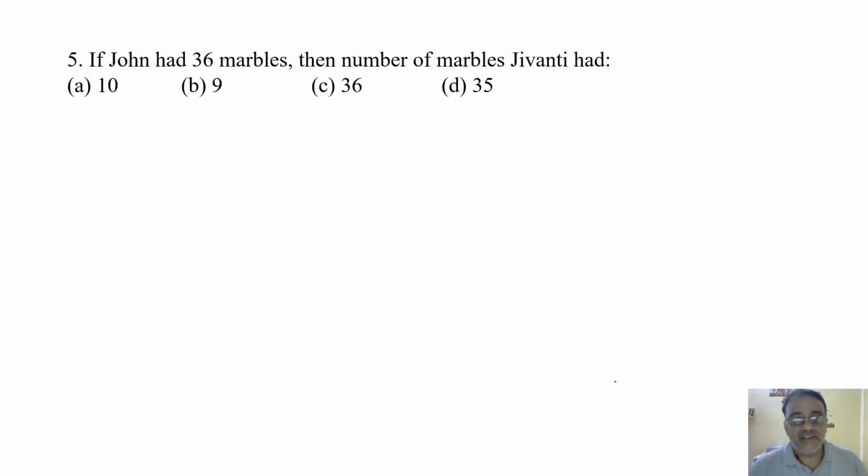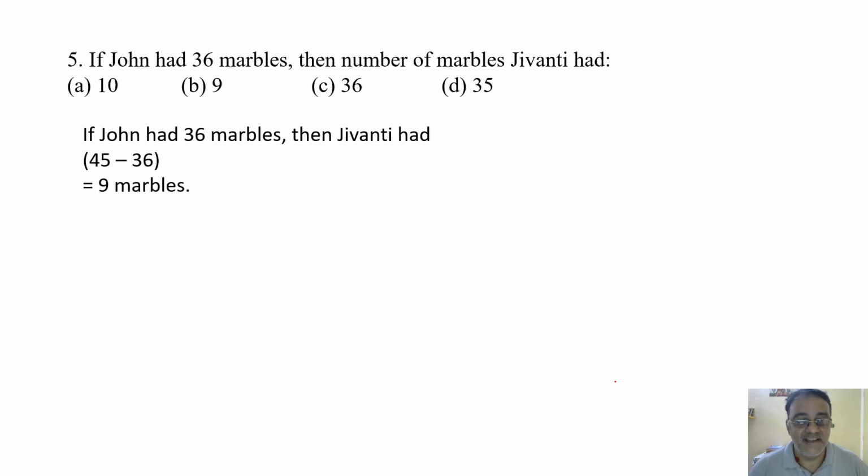Now we are moving toward the last question. If John had 36 marbles, then the number of marbles Jivanti had. Where is 9? Right. If John had 36 marbles, then Jivanti had 45 minus 36, that is 9 marbles. So the correct option is again B.